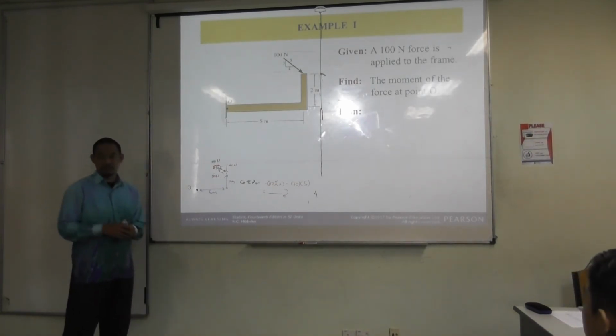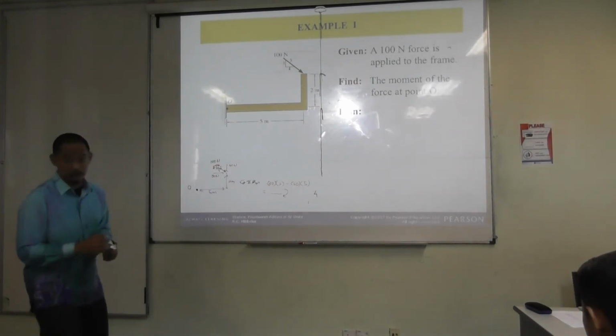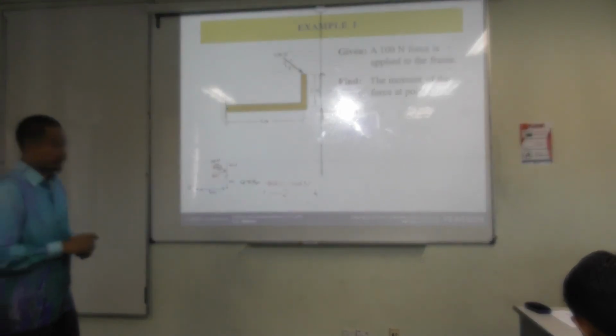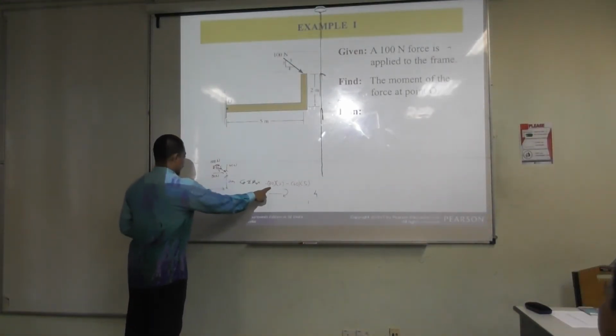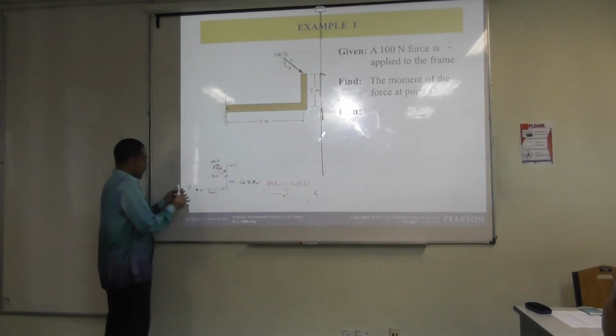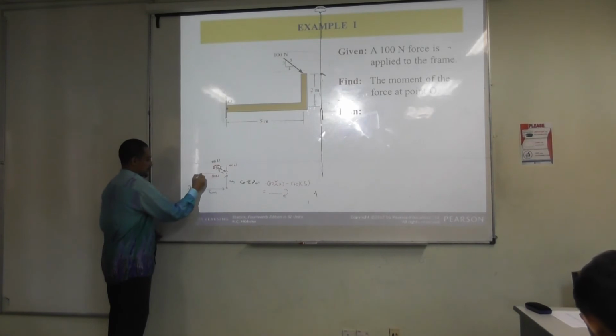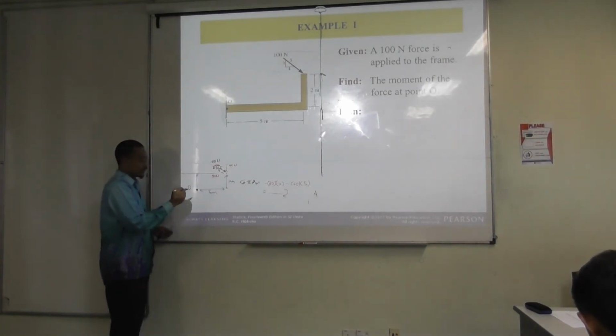Anyone face any problem? Which one? This one. Okay, how do you get the perpendicular distance? The easiest way is you extend this, and then this will be the perpendicular distance. So it means this one, right?